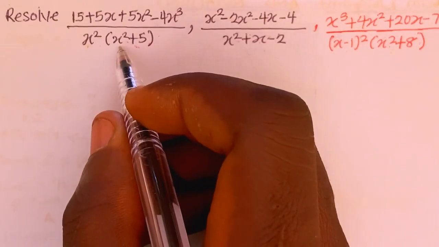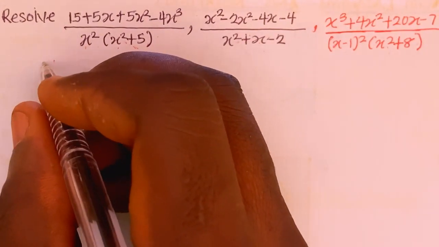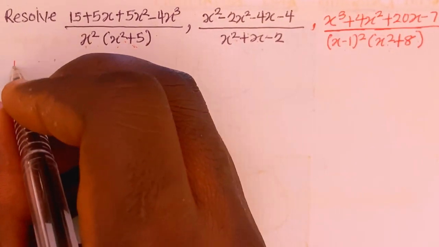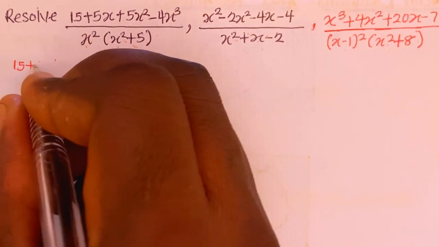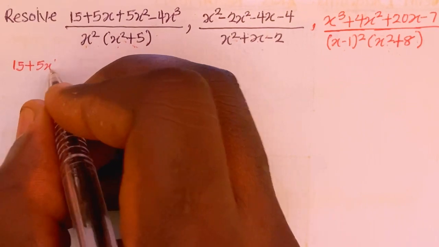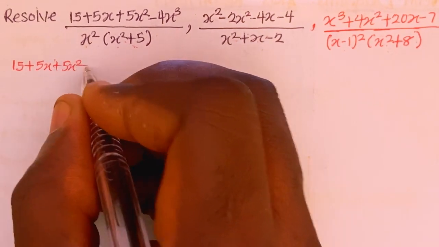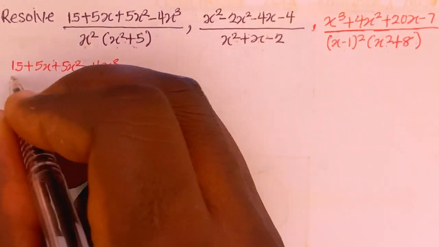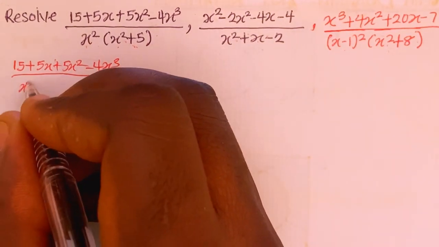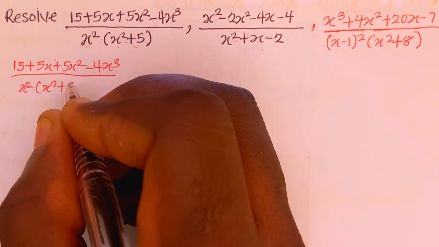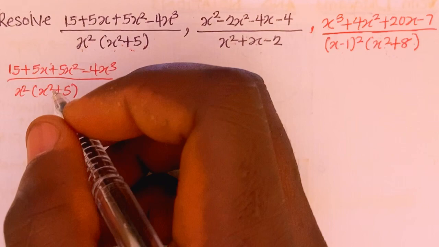Now this expression, I'm going to write it as 15 plus 5x plus 5x squared minus 4x raised power 3, divided by x squared into bracket x squared plus 5. Right?